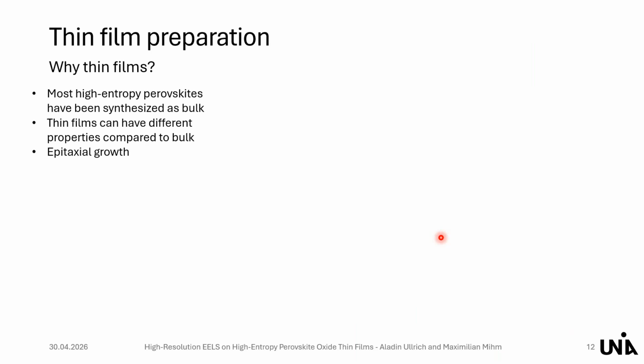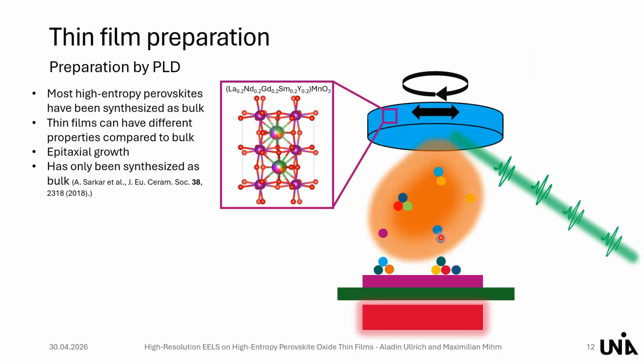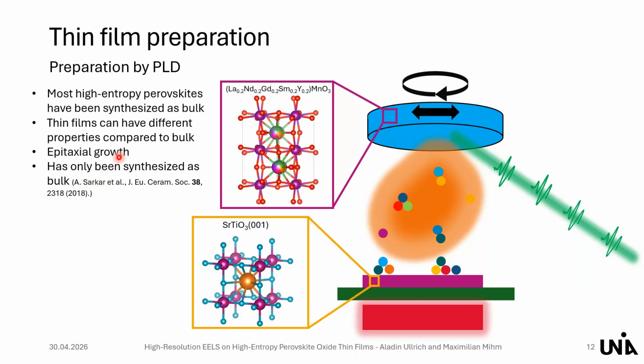We prepare our thin film with pulsed laser deposition, also PLD. So we hit a laser on a target which has our structure, which is directly our high entropy material, because PLD is a stoichiometric process. So everything that's in the target in that ratio should also be in our thin film. And why is this high entropy manganese perovskite of interest? Because it has only been synthesized as bulk yet, back in 2018 by Saka. And as substrate, we use just a common one like STO 001.